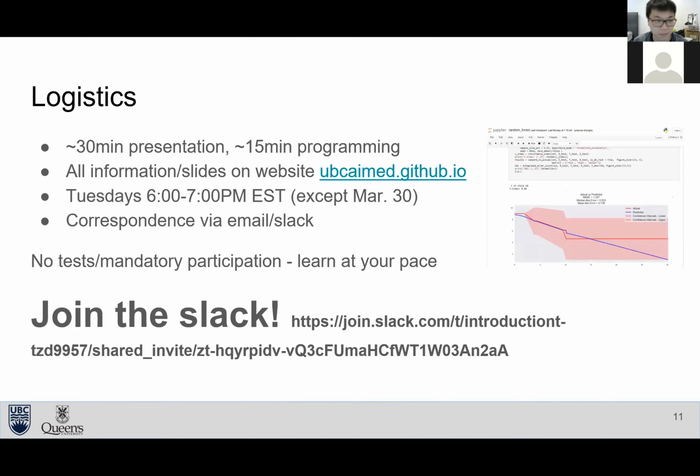Logistics: there'll be about 30 minutes of me talking, and then each session will come with a programming example. We'll give you a link to an online Google Drive document, which you can clone into your local Google Drive, and you can program right in your browser on Google Colaboratory. Everything's available on the website whenever you're lost. And like Olivia said, Tuesdays 6 to 7 Eastern, I think, except next week and except March 30th. I think UBC has some big exams this week. But just check the emails and check the Slack and join the Slack. Feel free to chat in Slack, post stuff in Slack. Announcements will also be in the Slack.